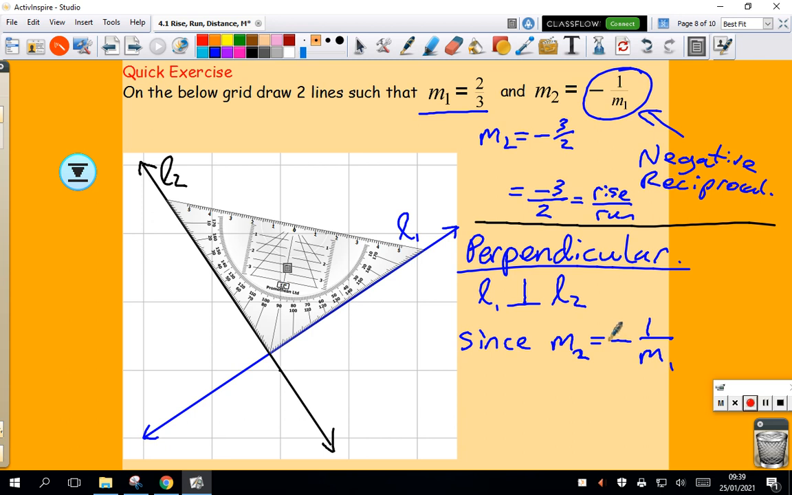Also, by just changing the subject of this formula, -1 will equal the slope of line 1 multiplied by the slope of line 2. So that's also an important thing to remember. If I multiply the slopes of two perpendicular lines, I should get -1. Okay, so quick exercise, really important to know that.